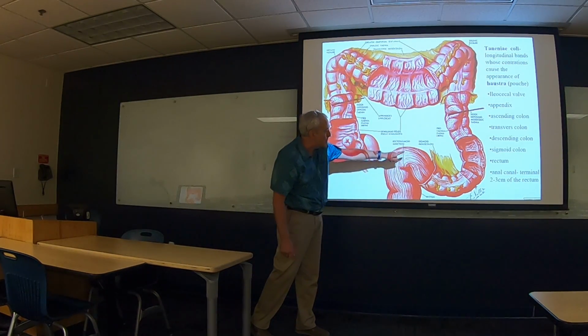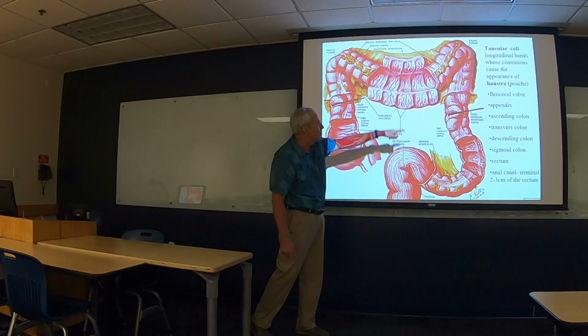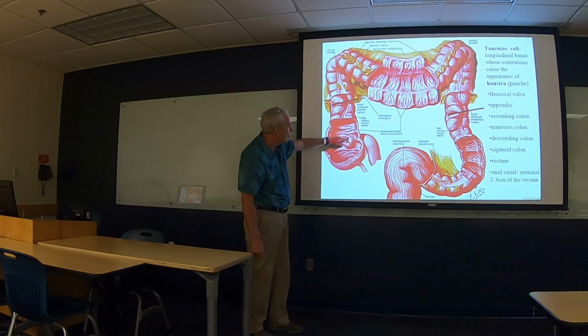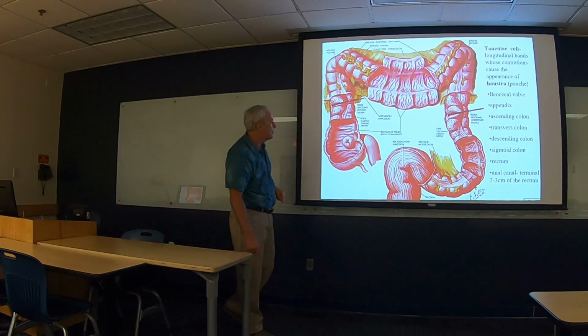And you can actually do a procedure known as a sigmoidoscopy, where you insert a tube and just look at the sigmoid colon, as opposed to doing a full colonoscopy, which if they're complete, go all the way to the ileocecal valve.